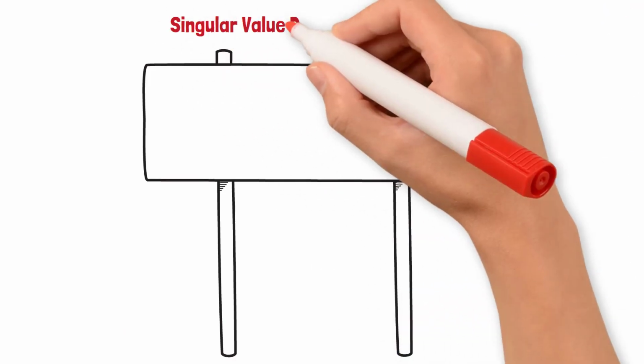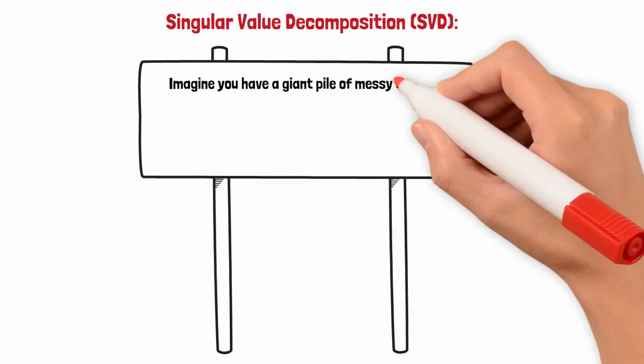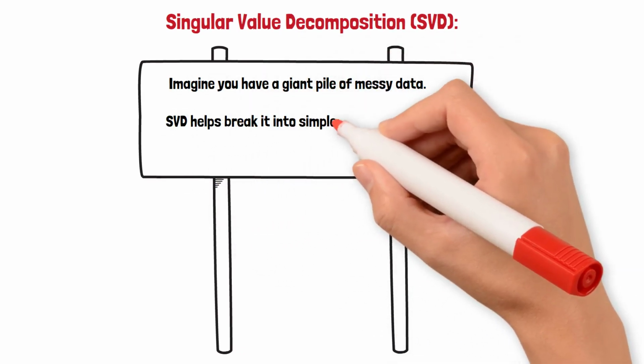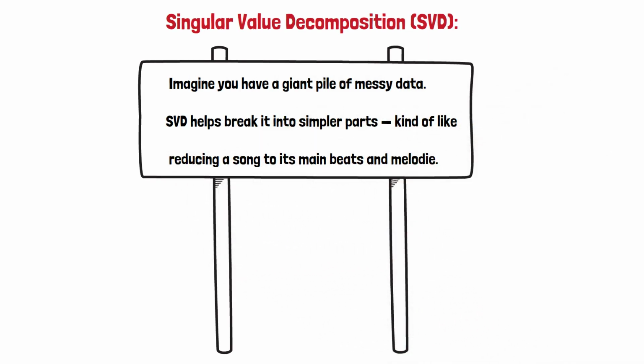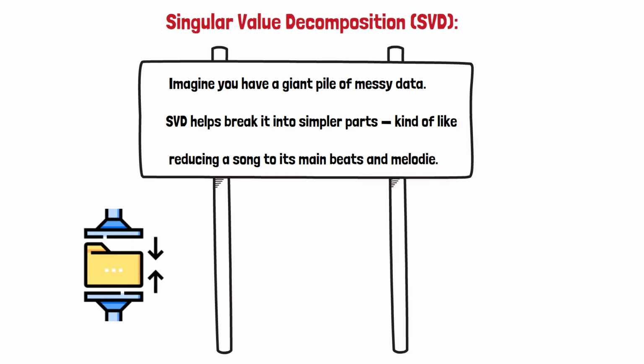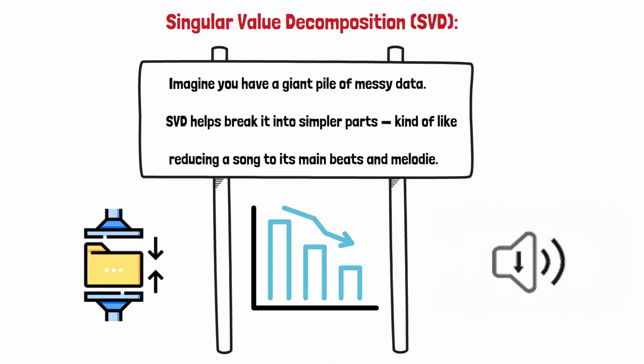Singular Value Decomposition. Imagine you have a giant pile of messy data. SVD helps break it into simpler parts, kind of like reducing a song to its main beats and melodies. This is used in data compression, noise reduction, and most importantly, dimensionality reduction in machine learning.